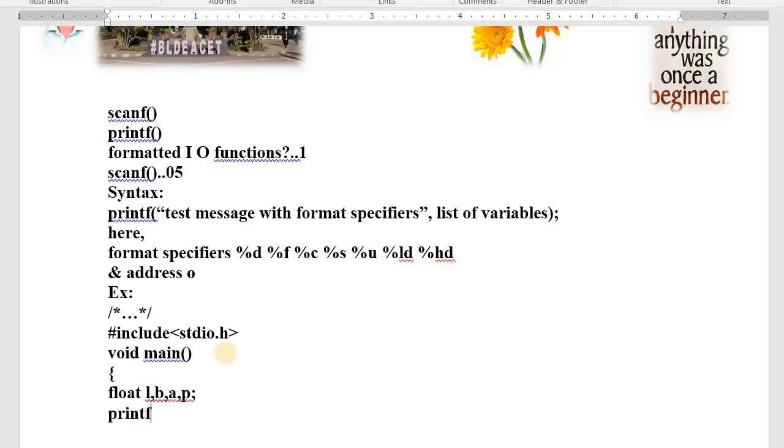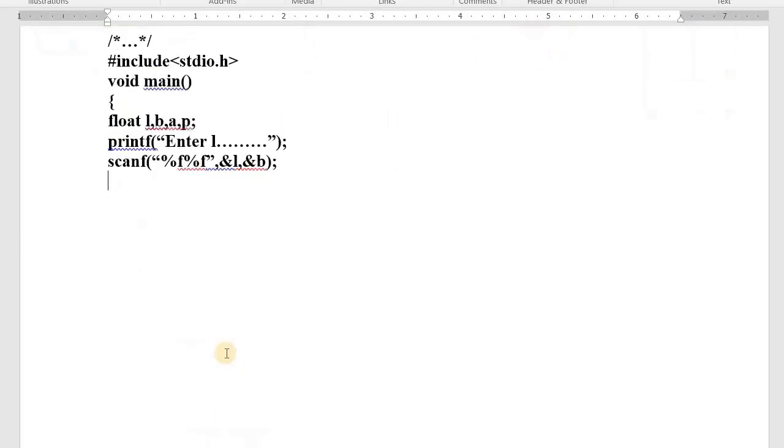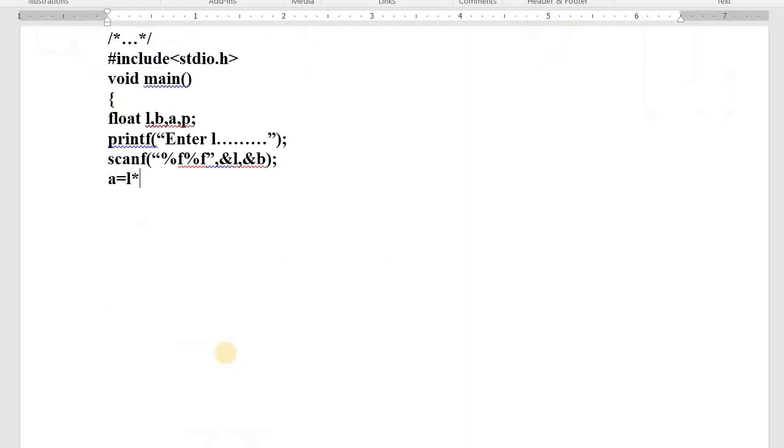Then printf, one message for users, enter length and breadth of rectangle. Afterwards, read. How to read? We know we are reading two values, %f %f, and where you store the length and where you store the breadth, and don't forget semicolon. And you have to calculate the area, length into breadth, and you have to calculate the perimeter. And already we know the formula, 2 into bracket L plus B. Okay, don't forget the multiplication here, and you have to print both the answers. Printf, cursor moves to next line, area of rectangle is so and so.